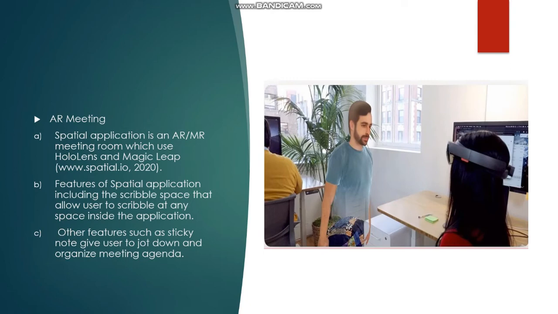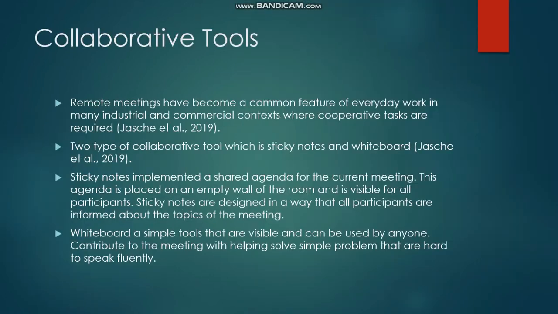Features of the special application include the scribble space that allows users to scribble at any space inside the application, which helps the user when they want to discuss something that they can illustrate by scribbling in the space of the application. Another feature is the sticky note. Sticky notes are important because we can jot down and organize the meeting agenda.